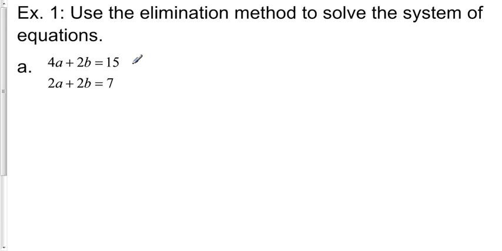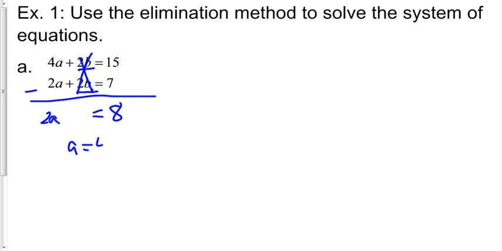And in this case, I noticed that I have 2B in the first equation and 2B in the second equation. So I can use elimination and subtract every column. So 4A minus 2A gives me 2A. 2B minus 2B cancels out. In other words, it's eliminated. And 15 minus 7 is 8. Now we can divide both sides by 2 and see that A equals 4. It's a pretty quick method when the equations are set up correctly.